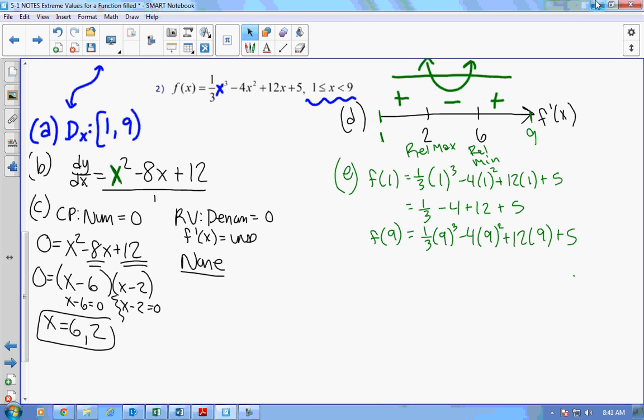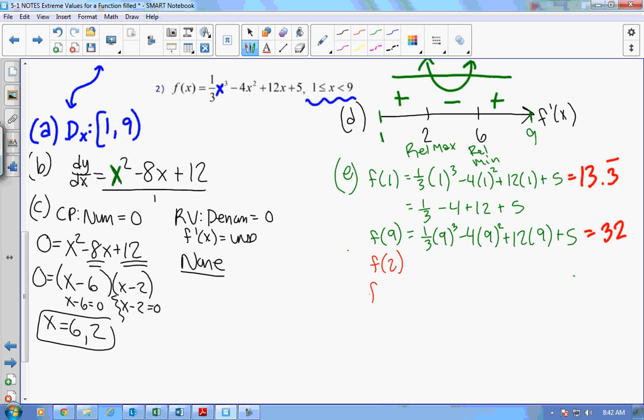Who has f of 1? 13 1/3. Does someone second that? Okay. 13.3 repeating. Okay, what about f of 9? Okay, let's also, when we write our sentences, we do need to know f of 2 and f of 6. So find both of those. Determine if they are actually an absolute max or if it's just a relative max or relative min.